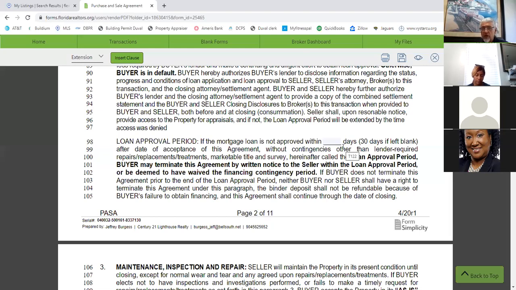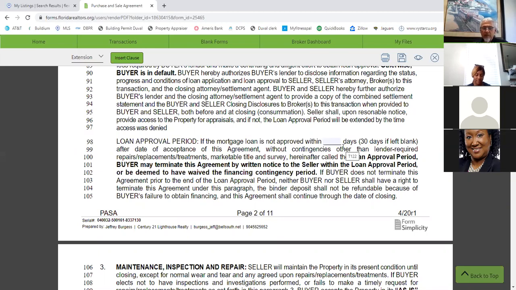So in most cases, I would make the loan approval period 25 days or 30 days, unless they're using Navy Federal. And if they're using Navy Federal, you make it 120 days and you hope for the best. Okay. That's a joke, folks. That's a joke. Don't tell Navy Federal I said that.